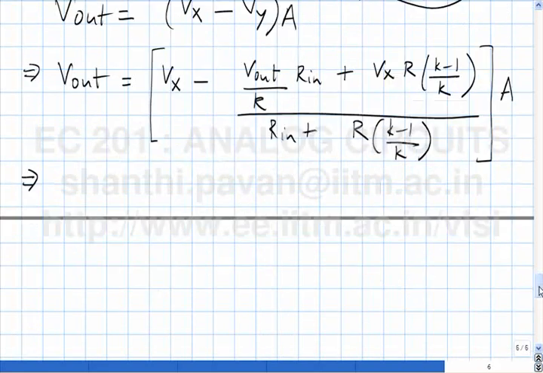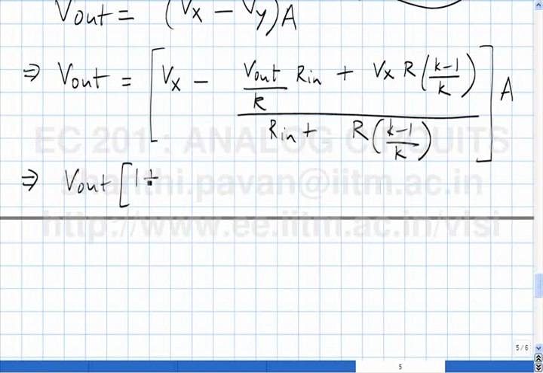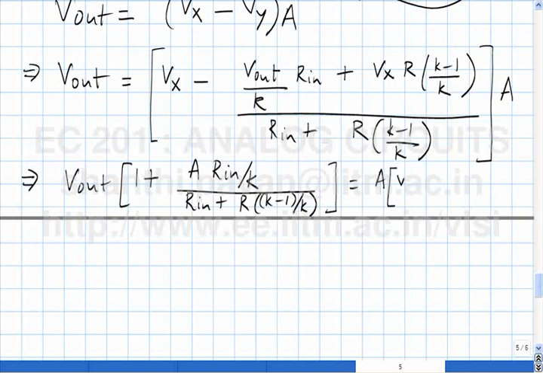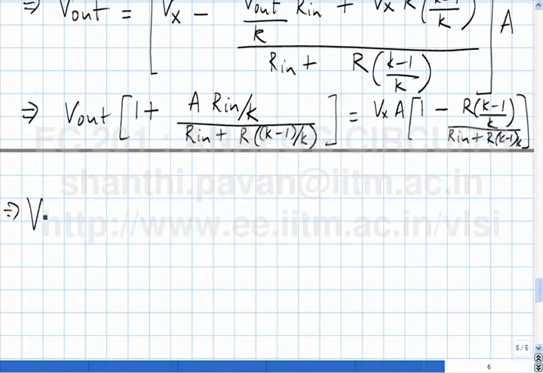We'll get to the intuition part as soon as we work out the maths. So, V out times 1 plus A Rn by K divided by Rn plus R times K minus 1 by K must be equal to A times Vx, or rather A Vx times 1 minus R times K minus 1 by K divided by Rn plus R times K minus 1 by K. Okay, I just may write this figure for the benefit of the backbenchers.